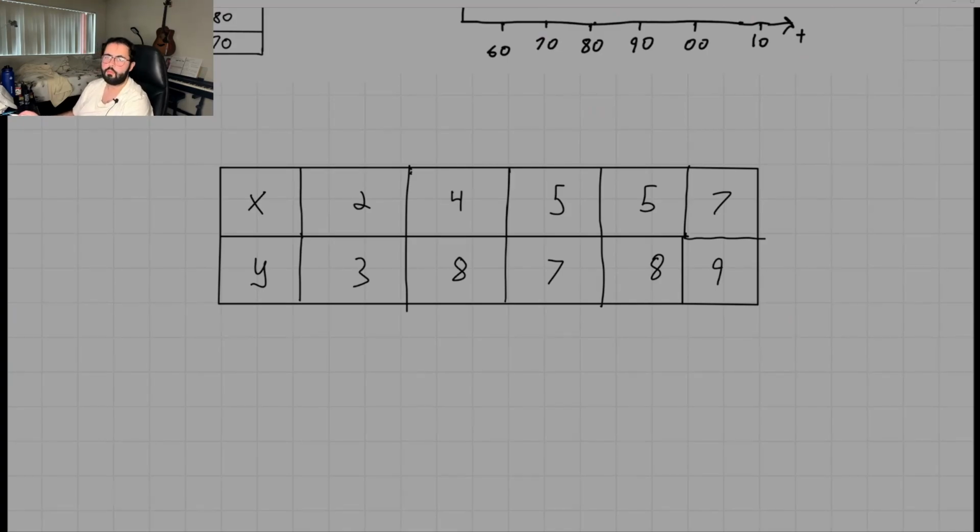The reason why this table doesn't define a function is because here we have two input values that are assigned to two separate output values. In our definition of a function, we specifically stated that each input is assigned to exactly one output, not more than one output, just one output. That means that whenever we have the same input into our function, we should be getting the exact same output. We can't have some input value that is assigned to multiple output values.